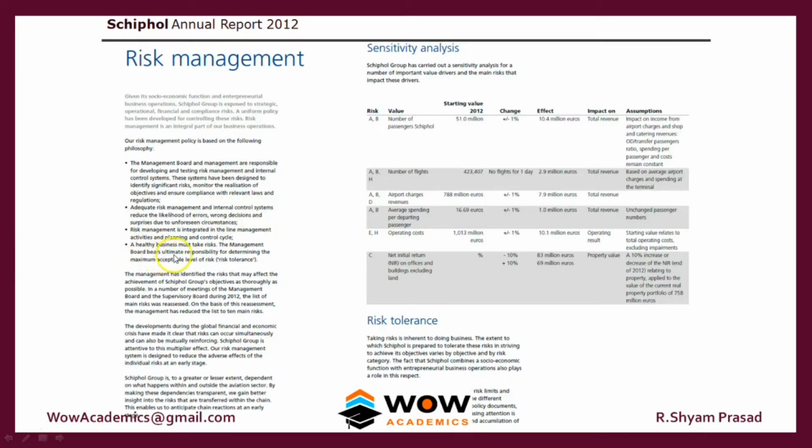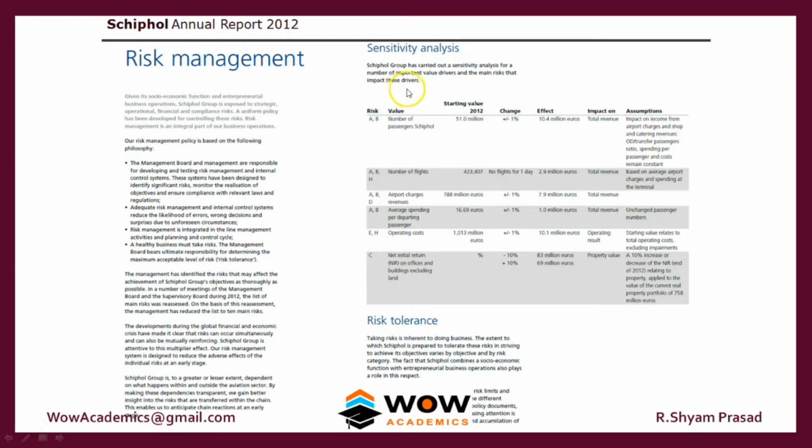It also takes the risks that the business must take. So it has a very clear idea about what they are doing. Then it tells what the risks are that the company has, risks A, B, C, D, like that. I think they have some kind of categorization.